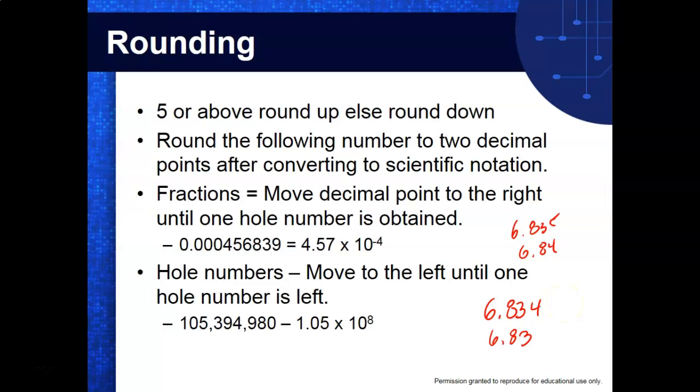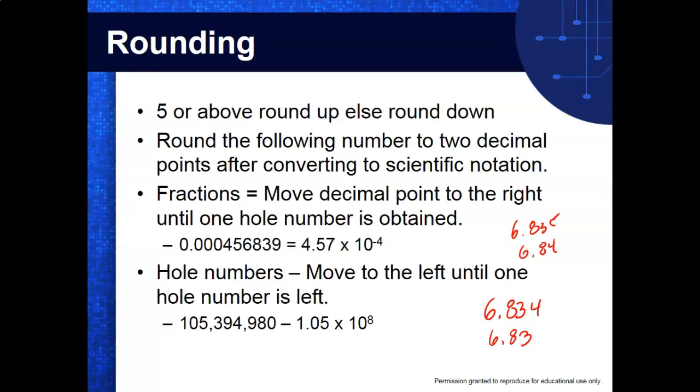Round the number to 2 decimal points after converting to engineer notation, scientific notation. You're going to be doing a lot of this, especially in DC. We'll usually round to 2 numbers because that makes it accurate enough.